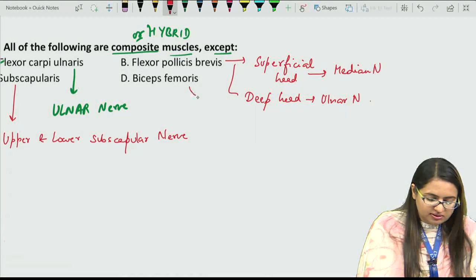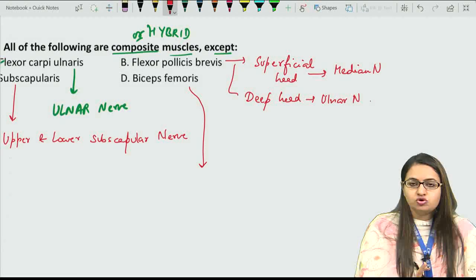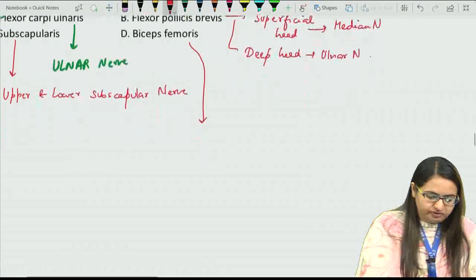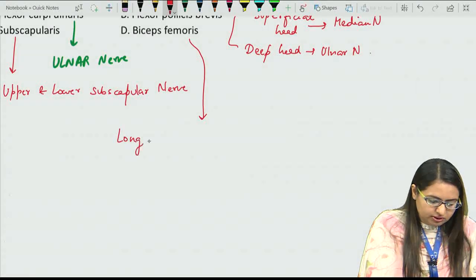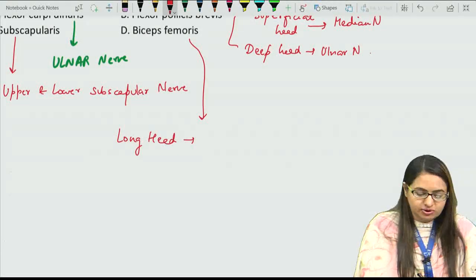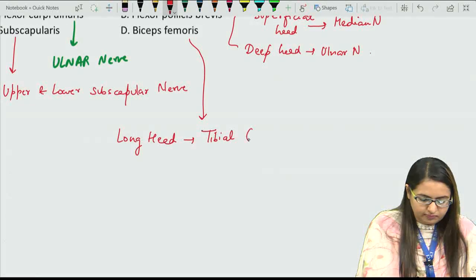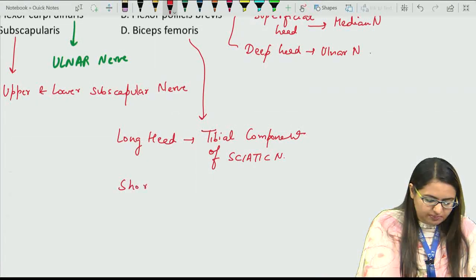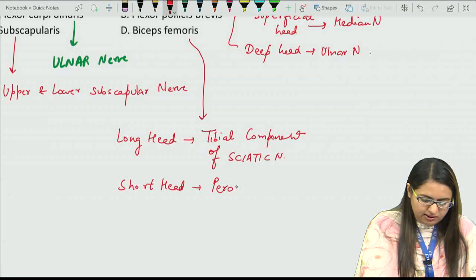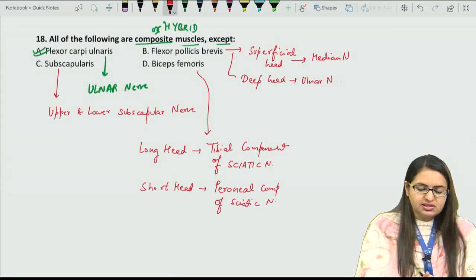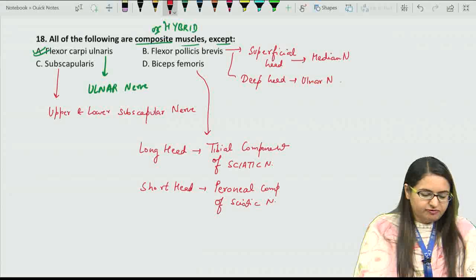For the biceps femoris, it again has two heads, the long head and the short head. The long head is supplied by the tibial component of the sciatic nerve, and the short head is supplied by the common peroneal component of the sciatic nerve. So therefore the rest of the three muscles have dual nerve supply except the flexor carpi ulnaris.